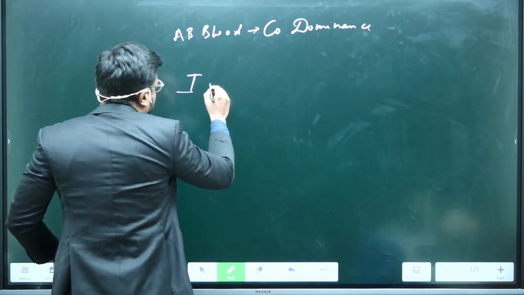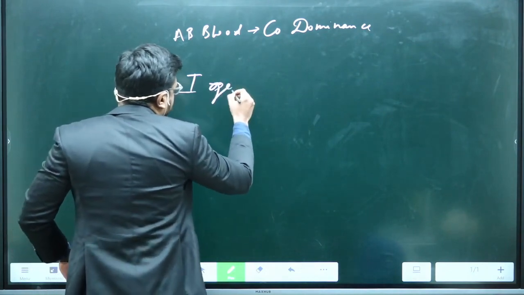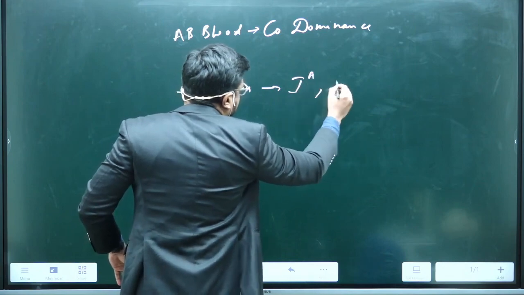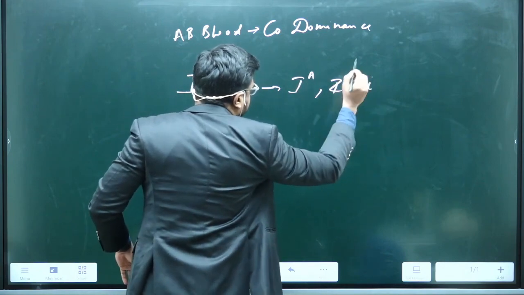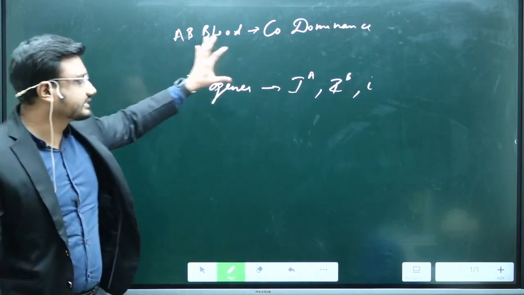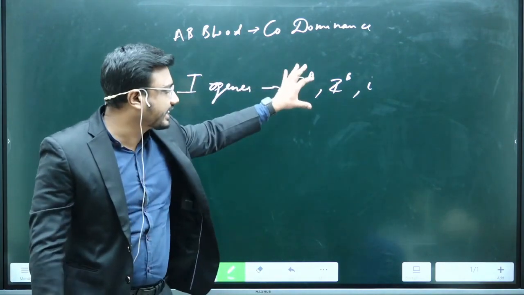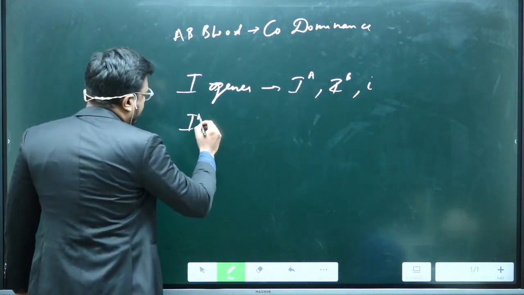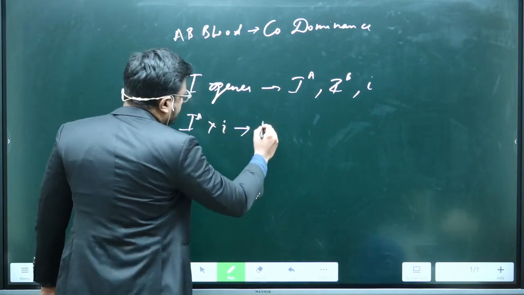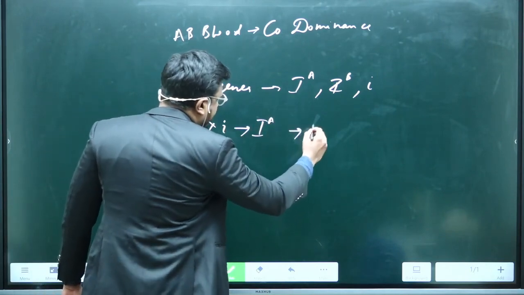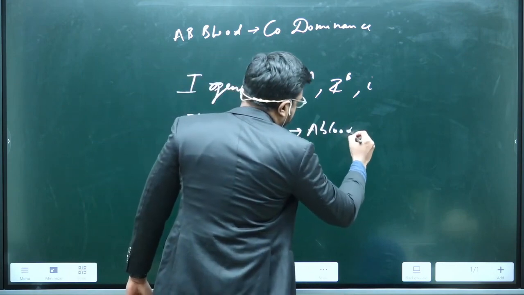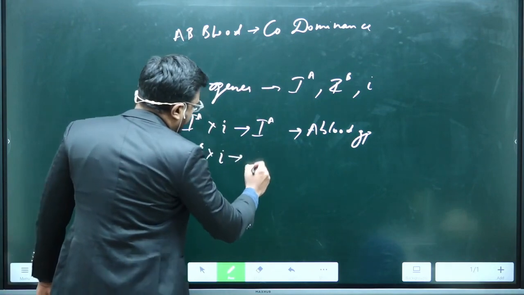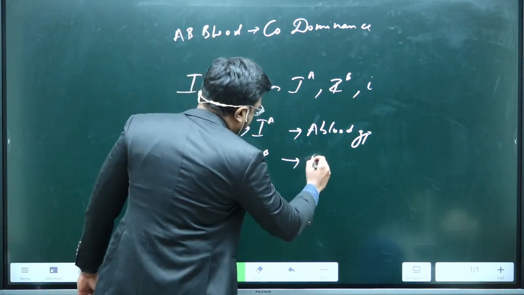So in the blood group system in human beings, the I gene has three alleles, that is IA, IB and i. So what happens is that if this IA is crossed with the small i, we have the IA itself, that is the A blood group. When IB is crossed with i, then we have this IB and we have this B blood group.